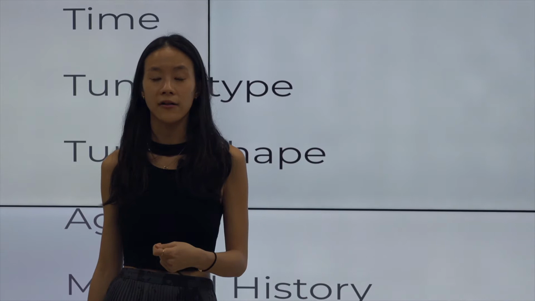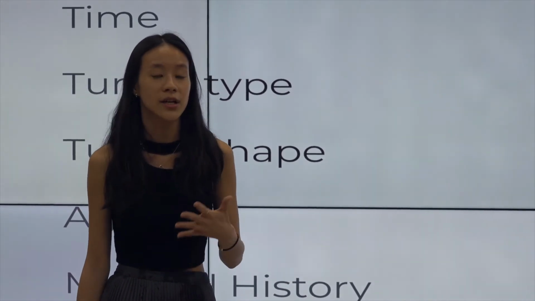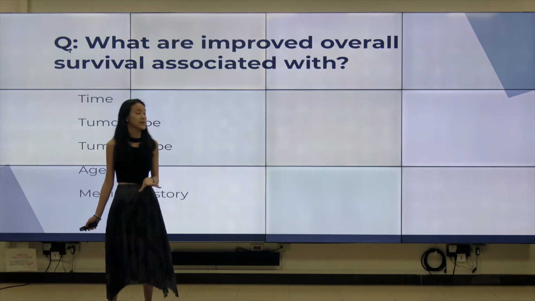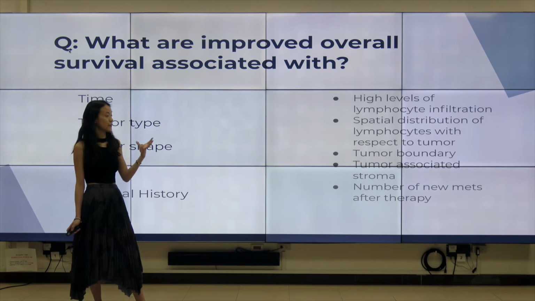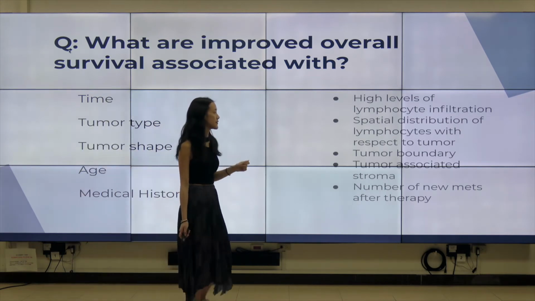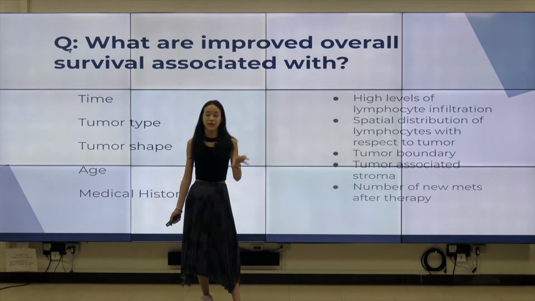And last but not least, medical history. Whether or not you've had this tumor before, or whether or not you have had different kinds of cancers before, or even something as simple as what other diseases you have. Maybe potentially even genetics, or genetic factors that could affect the way that you react to this specific cancer. If we're talking about this in more medical terms, we can see it as high levels of lymphocyte infiltration.